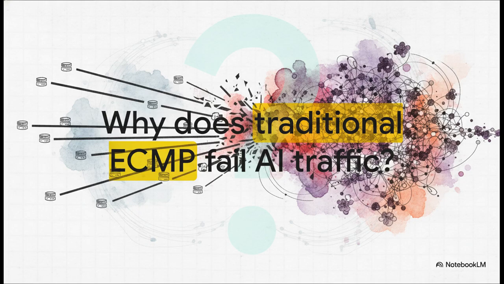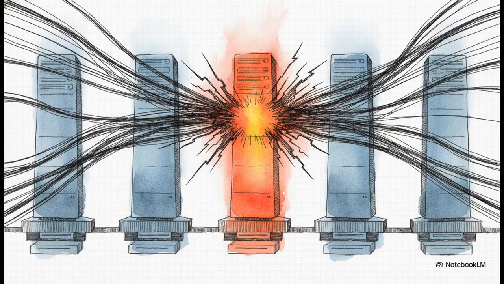We have relied on equal cost multipath, or ECMP routing, for years, right? It's how we balance loads across our data centers. So why does this incredibly trusted standard enterprise tool suddenly fall flat on its face when we introduce AI training traffic? It all comes down to how ECMP actually makes its routing decisions.